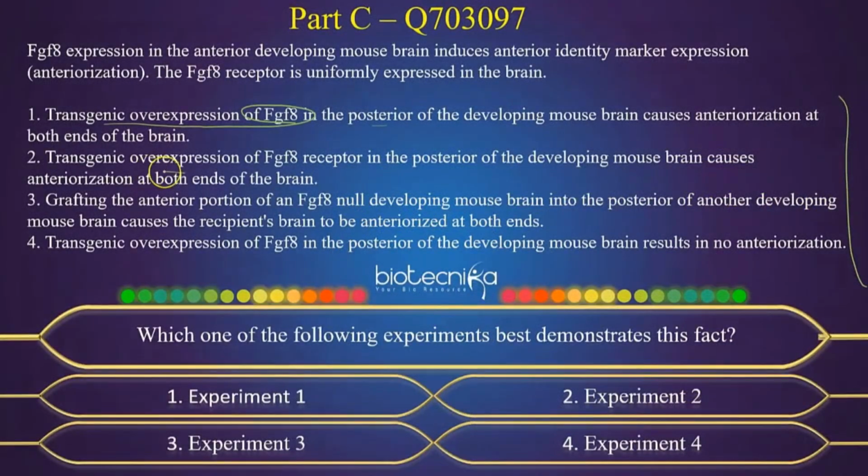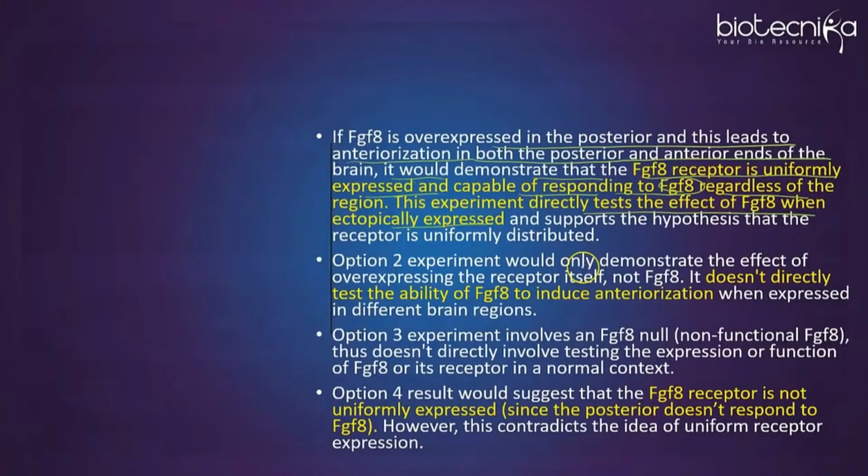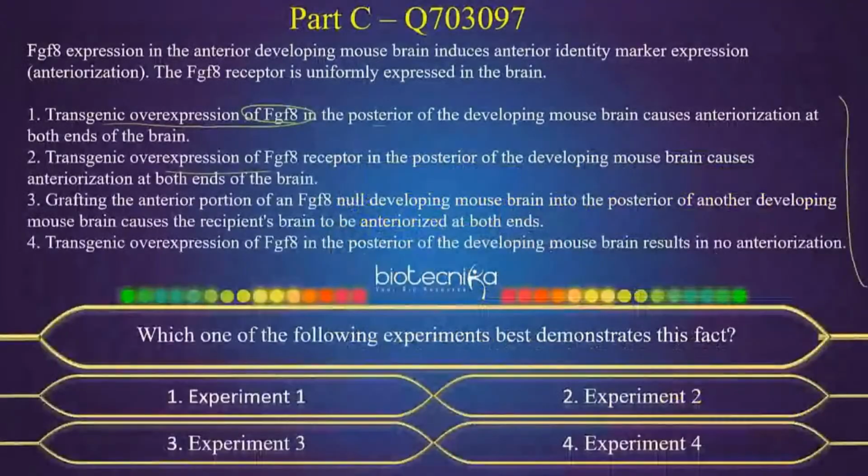However, the other options, let's see. Transgenic overexpression of FGF8 in the posterior of the developing mouse brain causes anteriorization at both ends of the brain. So option 2 would only demonstrate the effect of overexpressing the receptor itself, not FGF8. It doesn't directly test the ability of FGF8 to induce anteriorization when expressed in a different brain region. Okay.